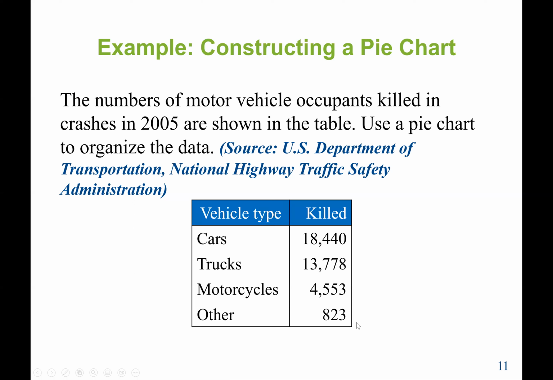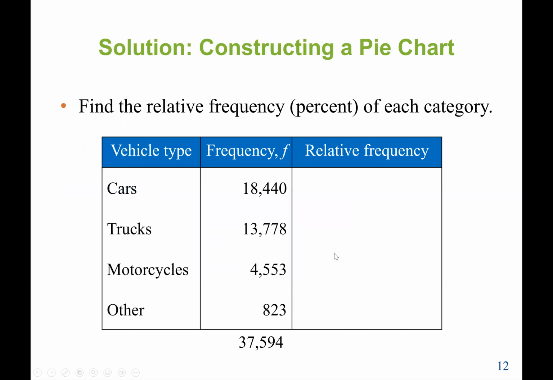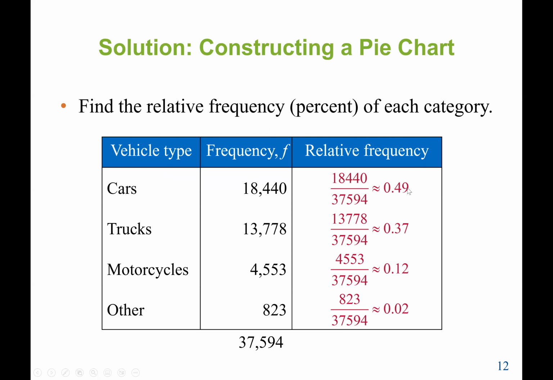So we can look at the percentage of each. We will say the total is the whole circle, and the total is 37,594. This is more or less like the frequency table, which we covered in our previous lectures. So we have the labels for cars, trucks, motorcycles. Then we find the relative frequency for each category. A car's relative frequency will be 18,440 divided by 37,594, and that gives us 0.49.